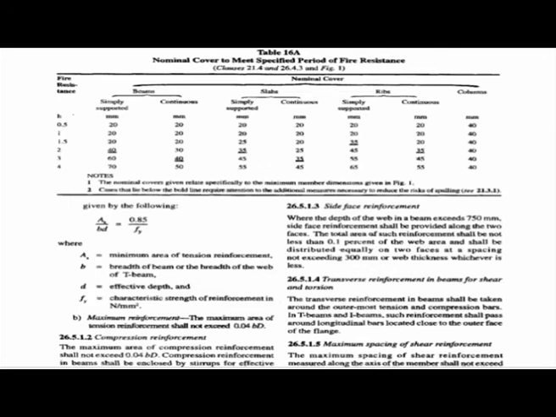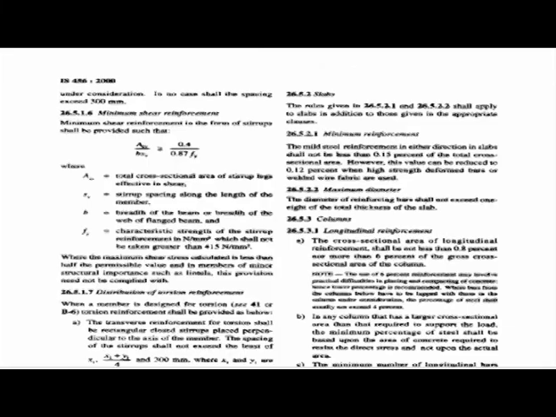So whenever you are calculating maximum area of tensile reinforcement, you calculate it based on the overall depth, not the effective depth, whereas minimum reinforcement you calculate based on the effective depth. So please note this one. This is very important actually, and you should consider that.